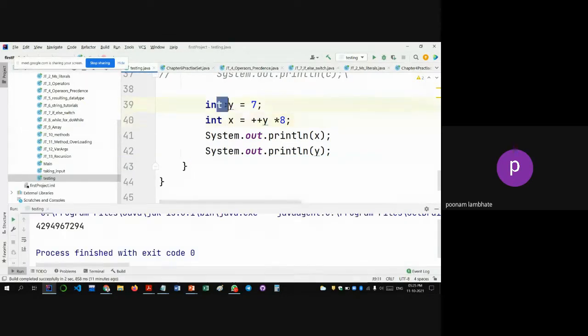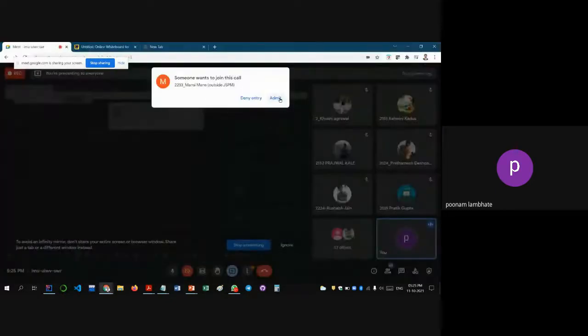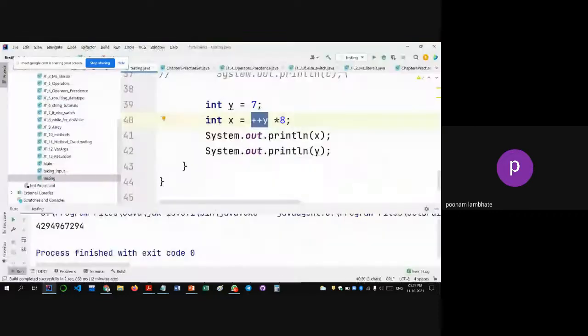So what is happening? First y equal to 7, that is simple. Then x is equal to plus plus y into 8. Now see, there are two operations. First is plus plus y and then this value into 8. Always remember, whenever you have plus plus y or y plus plus, or minus minus y or y minus minus, those will be performed first because they have higher priority than your normal plus, minus, multiplication, division. So first plus plus y will happen.